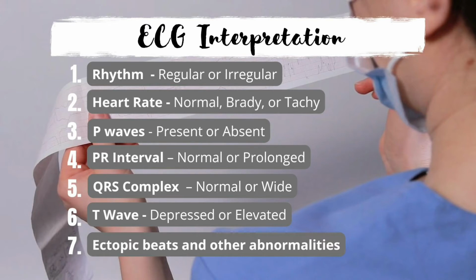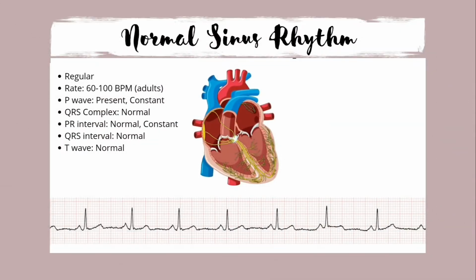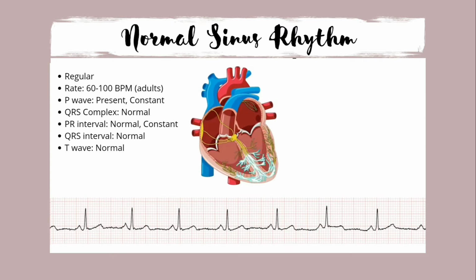Interpreting a rhythm strip is a skill that requires practice. After following these steps, you can interpret an ECG strip easily. Now, let us proceed to the most common ECG rhythms you might encounter. Normal sinus rhythm is the default rhythm of the heart. Pacemaking impulses originate from the SA node and are transmitted to the ventricles via the AV node and His-Purkinje system.